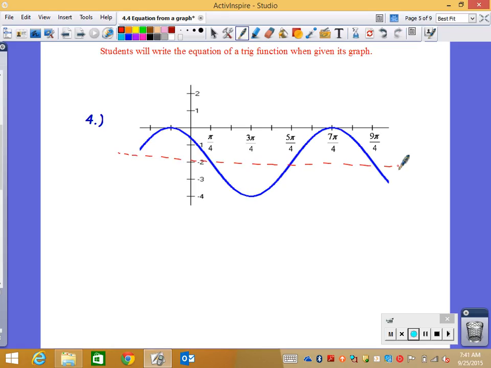My dashed line is at negative 2. Why do we do that? It helps us find amplitude. What's the distance between my dashed line and my peak or valley? Well, that's just negative 2 to negative 4, so it's a value of 2.